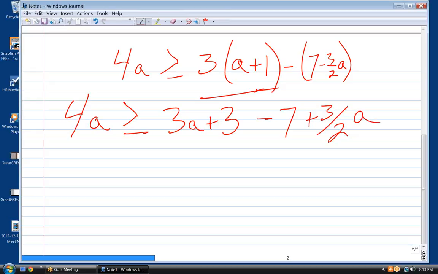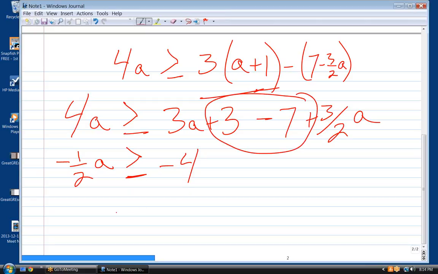A. Okay. Now, just like an equation, you want to get all your a's on one side, all your numbers on another. So how many total a's do we need to move to the left side of the equation? 4 1/2. Which gives us what on the left side of the equation? Negative a half. And what's the numbers? Negative 4.